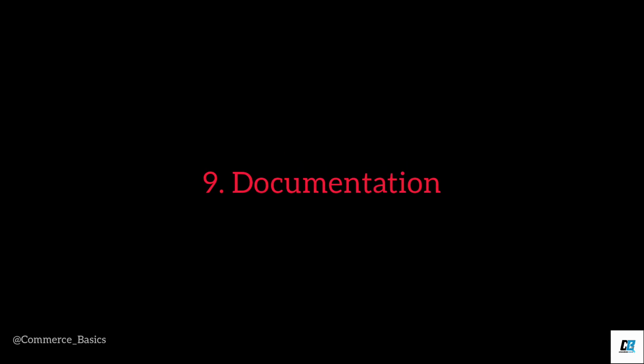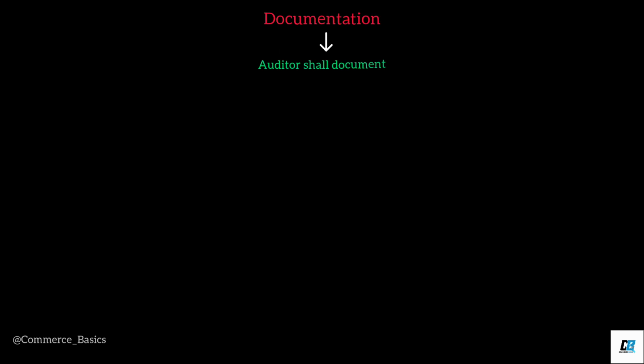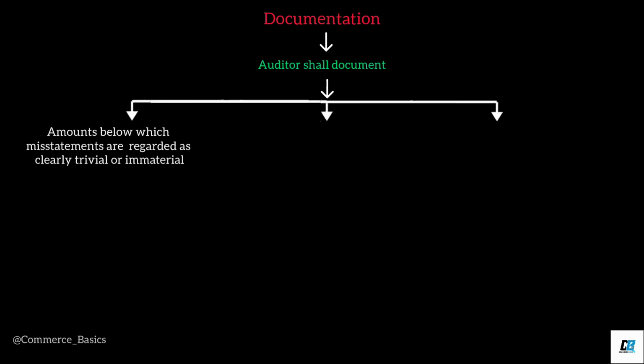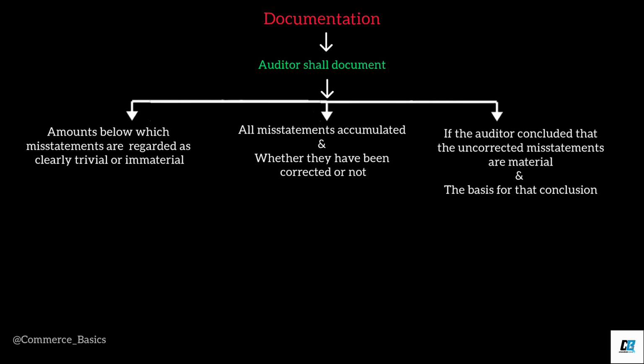Next is the documentation. In documentation, the auditor has to document three things. The first is the amount below which the auditor thinks misstatements are clearly trivial or immaterial. That amount the auditor has to document. The second is whatever misstatements were accumulated and whether they have been corrected or not; he has to document that. And the third is, if the auditor thinks that the effect of the uncorrected misstatements is material, then he has to document the basis for that conclusion. So the auditor has to document all these three things.